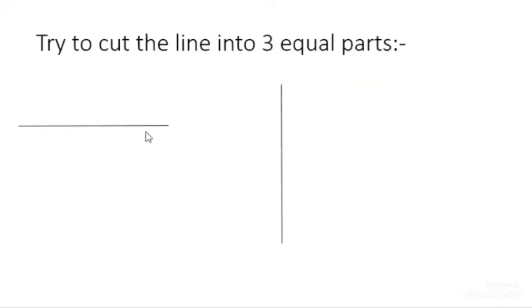Bring your copy, your ruler and pencil, and try to draw a line like this. Do you draw it? Now, I want you to cut it into 3 equal shares by your pencil like this. Just estimate it, this part and this part. Estimate it, 1 part, 2 parts, 3 parts. Now I cut it into 3 equal parts.